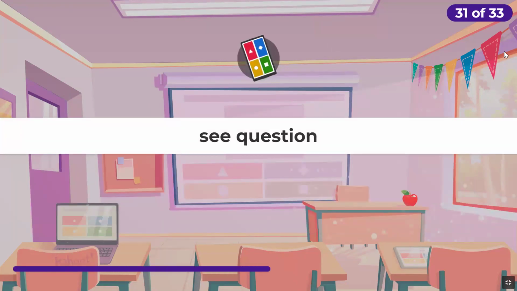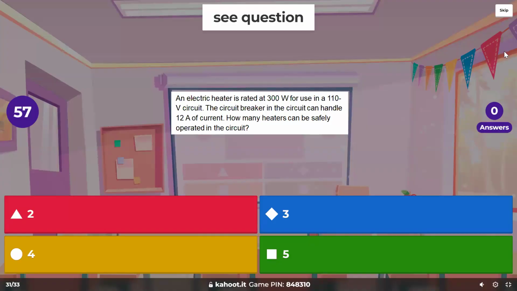Double points. An electric heater is rated at 300 watts for use in a 110-volt circuit. The circuit breaker can handle 12 amps of current. How many heaters can safely operate? All right, so I'll walk you through this one if you beat me to the answer.